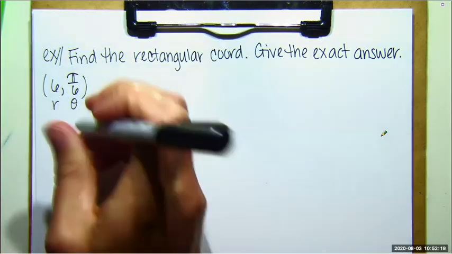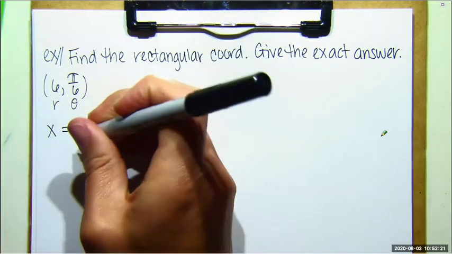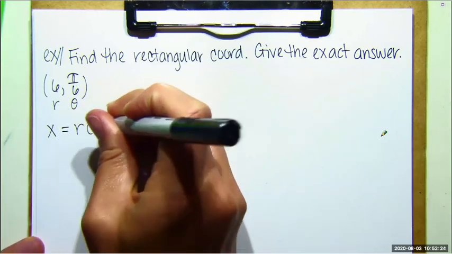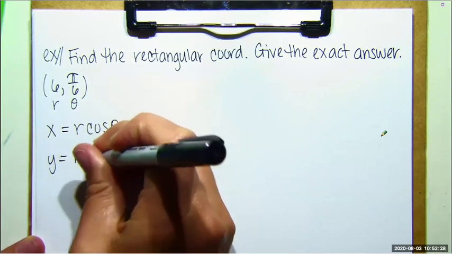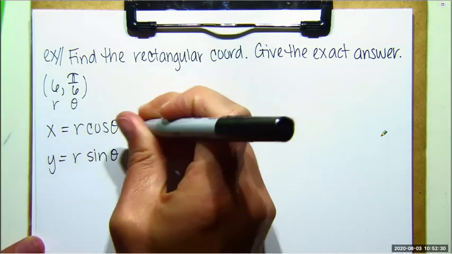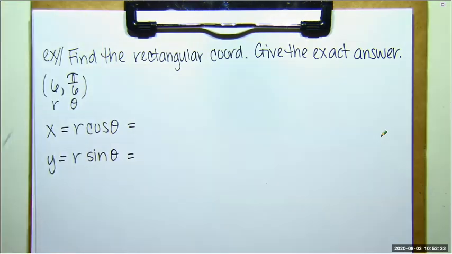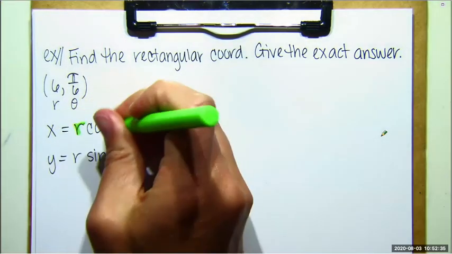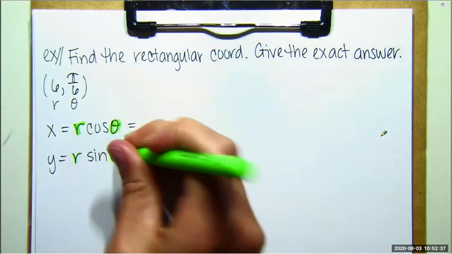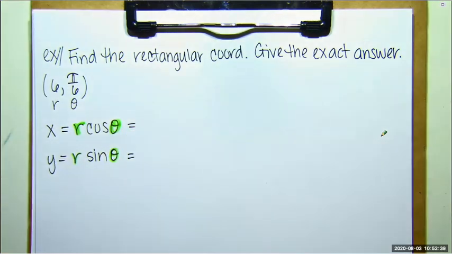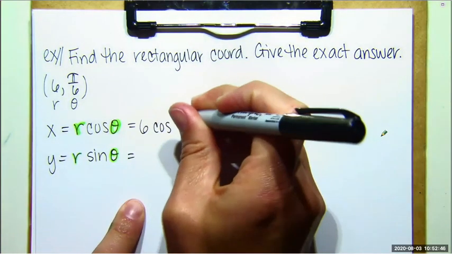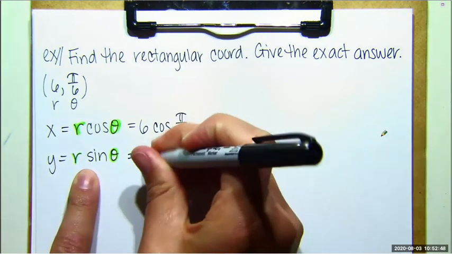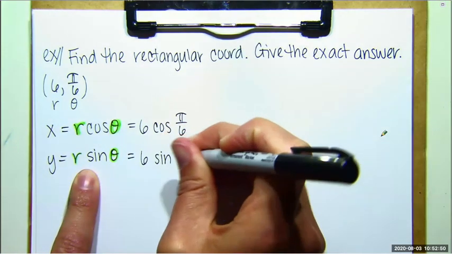So the first thing we have is that to find x, x is equal to r cosine of theta. And to find y, we know that y is equal to r sine of theta. So all we need to do here is plug in r and plug in theta, and then either work these out by hand or put them into our calculator. So here r is 6, so we have 6 times cosine of pi over 6. Here I have 6 times sine of pi over 6.